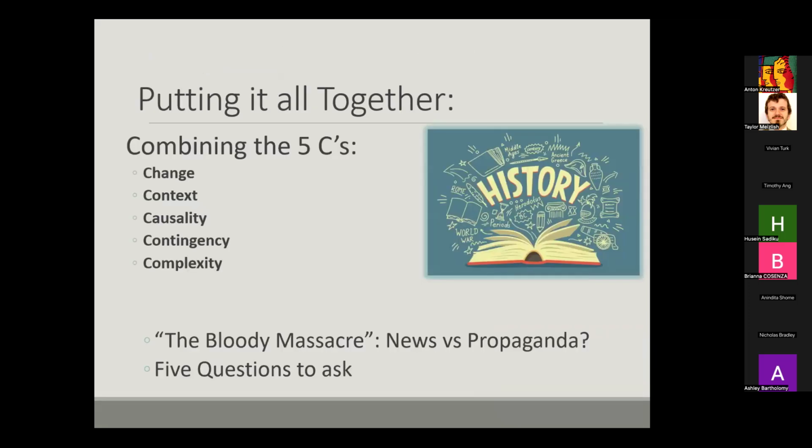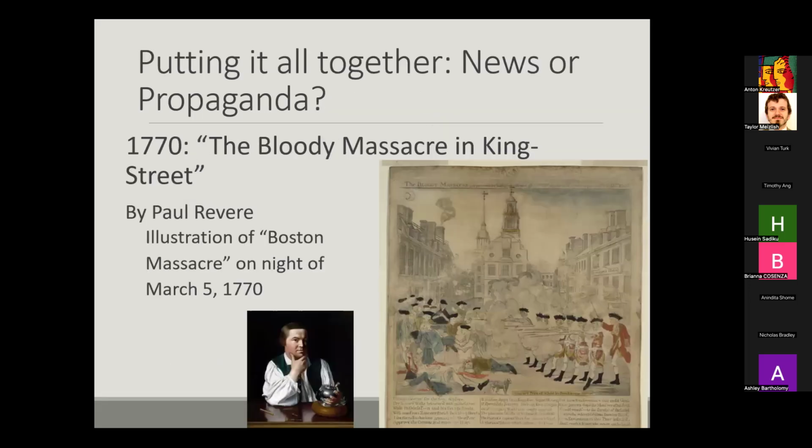So to put it all together, I want to give an activity that combines change, context, causality, contingency, and complexity into one thing. And I wanted to share a possible activity to look at.